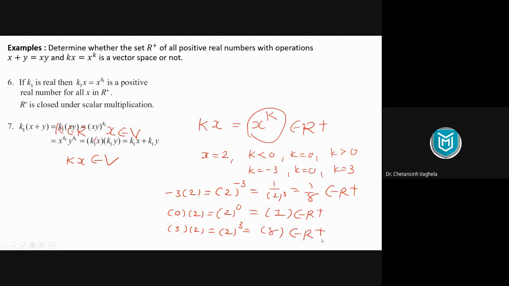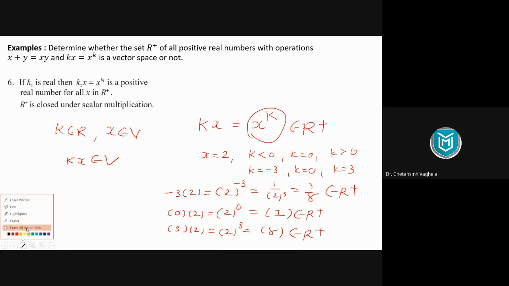So no matter whatever value of k you choose, k times x, that is equal to x power k, is always part of R plus if x is a positive real number. And that is certainly so, x is a positive real number, so take any power of it, negative power, positive power and zero power, it will again be real and positive. So the closure property for scalar multiplication is also satisfied here.